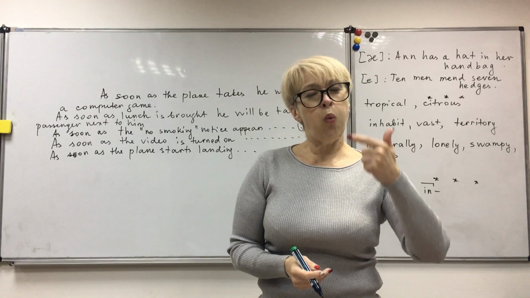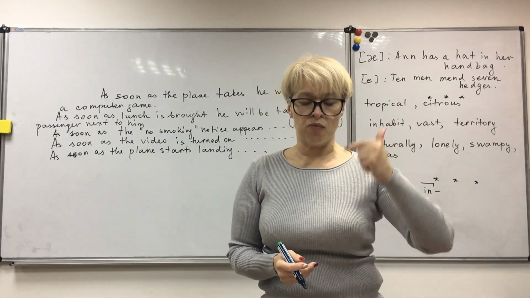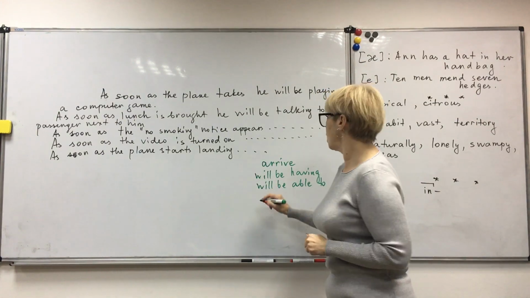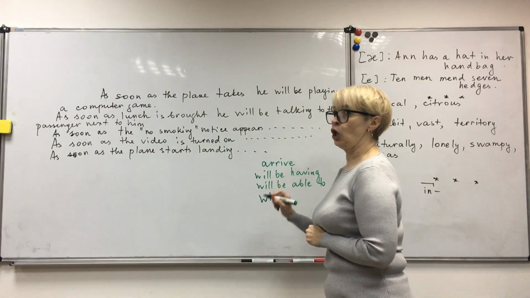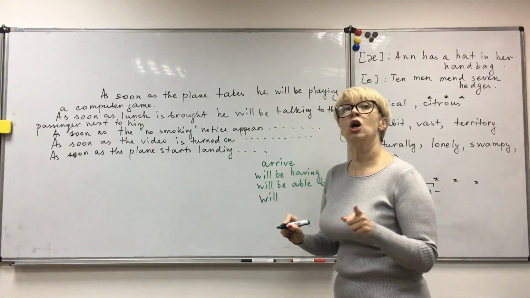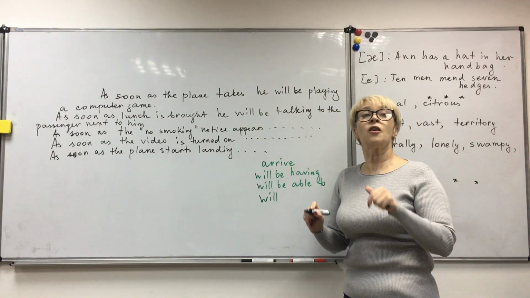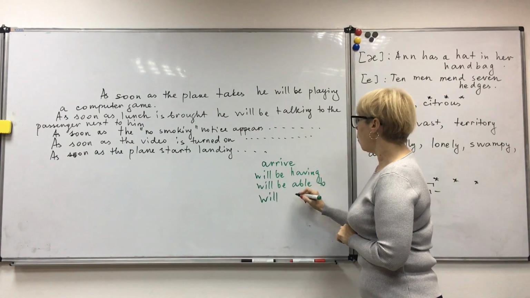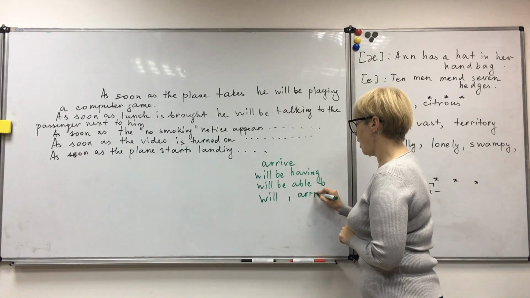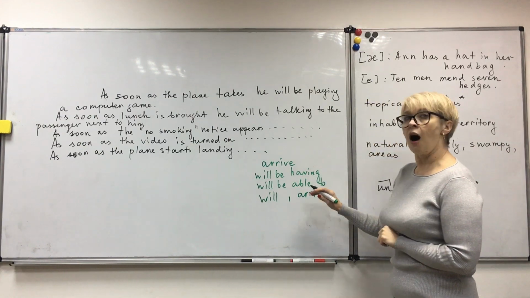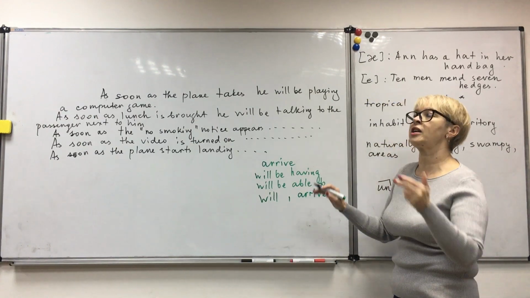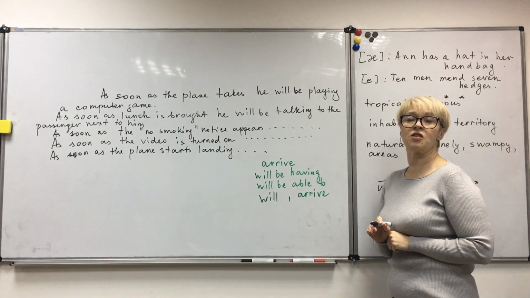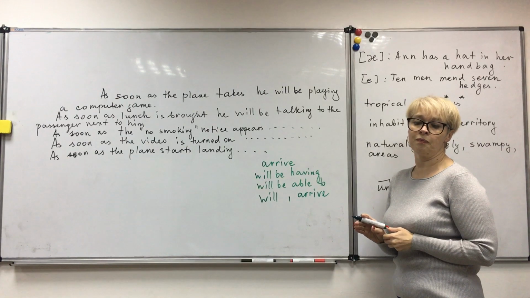Number 3, what you do when you arrive at the hotel. What will you do? Or you can say, what will you be doing? These versions are acceptable here. What will you do when you arrive at the hotel? And again, after such words, when, after, as soon as, you shouldn't use any future. Only present tenses are welcome.